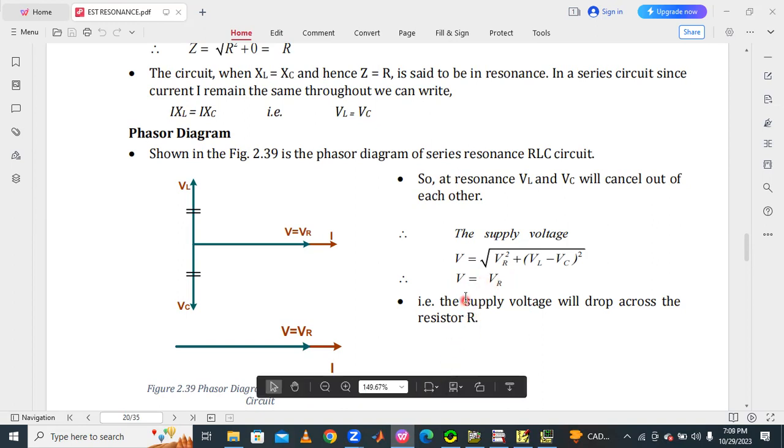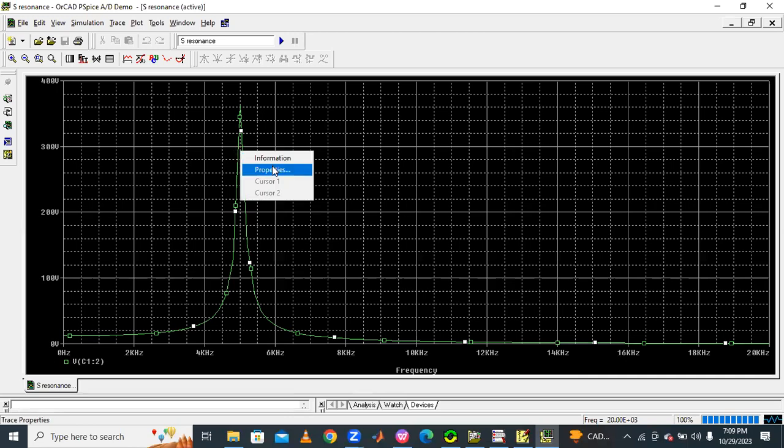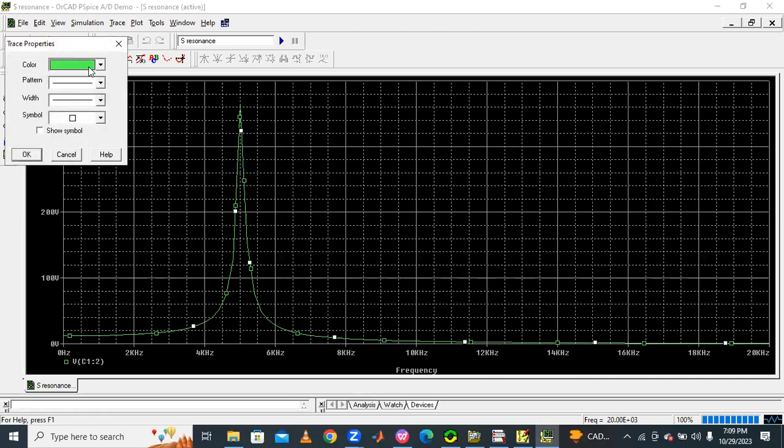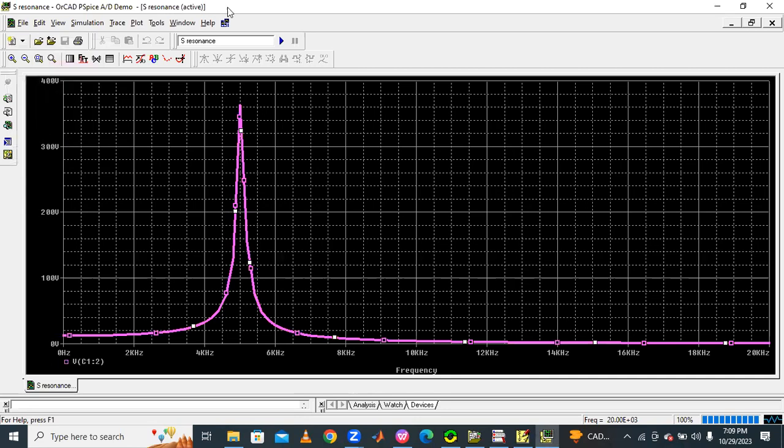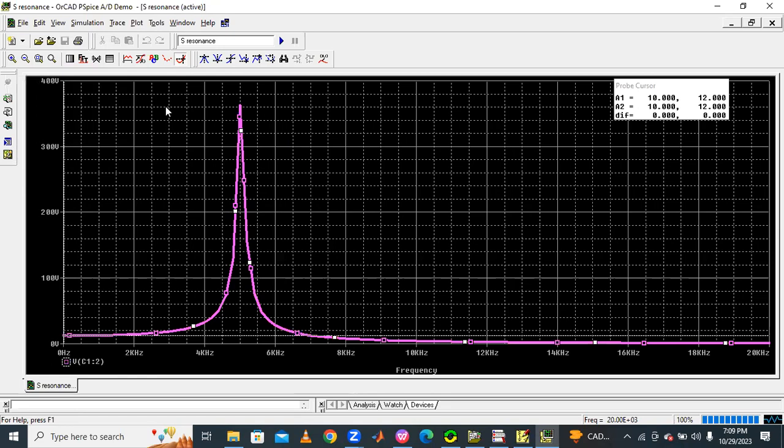Okay. So that means you'll get like this. Go to properties, change the color like this. Width. Okay. Enable toggle cursor and cursor peak, press cursor peak and mark label, and then it will be visible. So at resonance frequency, what is the resonance frequency?